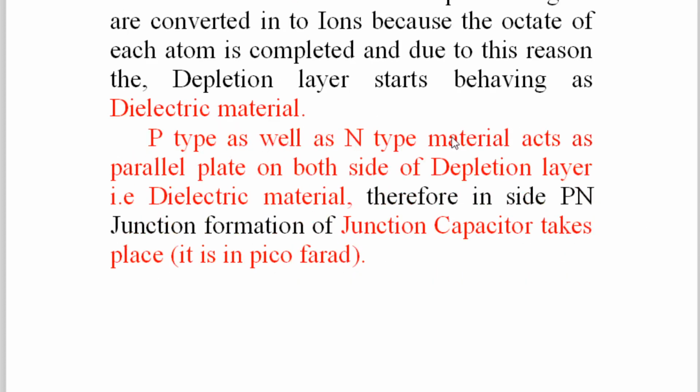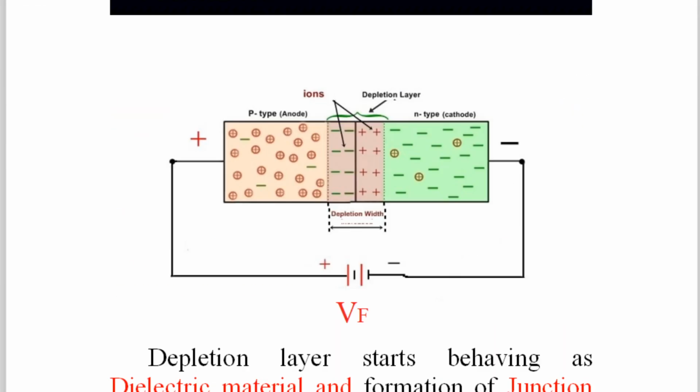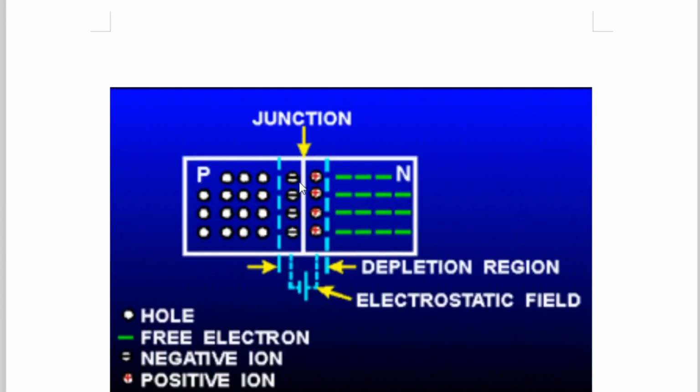P-type as well as n-type material acts as parallel plates on both sides of the depletion layer, and the depletion layer acts as a dielectric material. Therefore, inside the p-n junction, formation of a junction capacitor takes place. It is in picofarad. The formation of the junction capacitor is very important, and it goes with formation of the depletion layer and the barrier potential, because of migration of electrons from the n side to the p side till equilibrium.